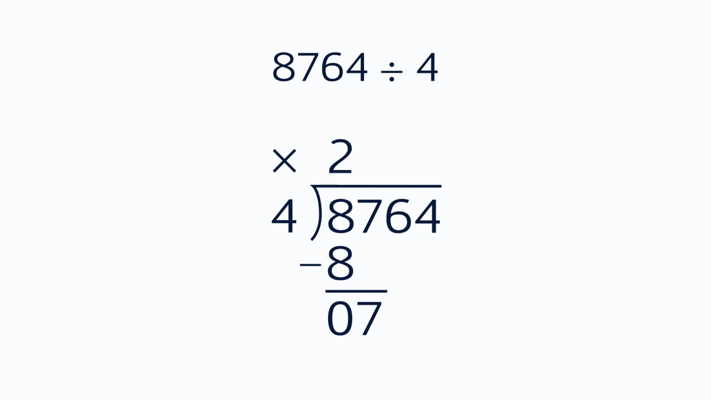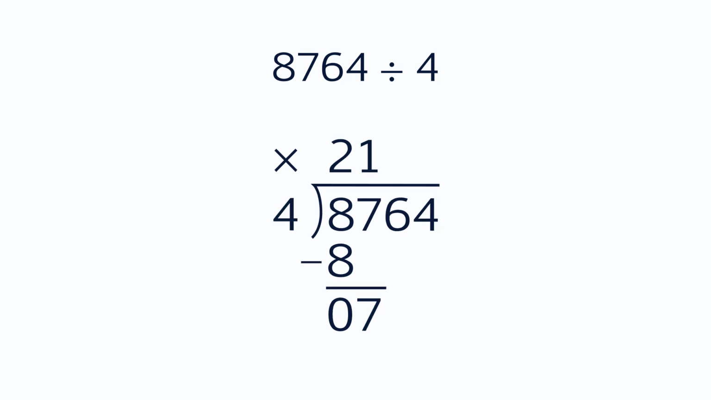Now it's time to divide 7 by 4. How many times does 4 go into 7? Well, 7 is not in the 4 times table, so you will have to get as close to 7 as possible without going over. 2 times 4 is 8, which is 1 too many, so you have to go for 1 this time. Place 1 above the horizontal line, in the hundreds place.